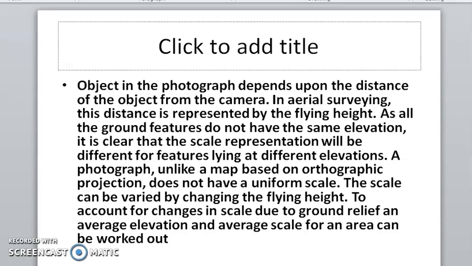The scale of objects in a photograph depends upon the distance of the object from the camera. In aerial surveying, this distance is represented by the flying height.